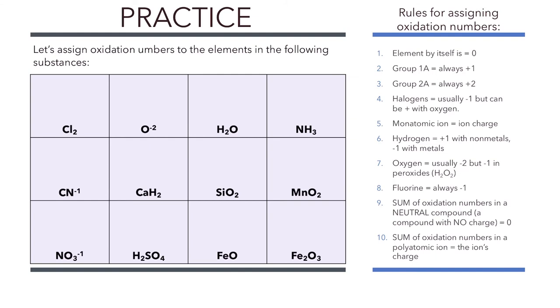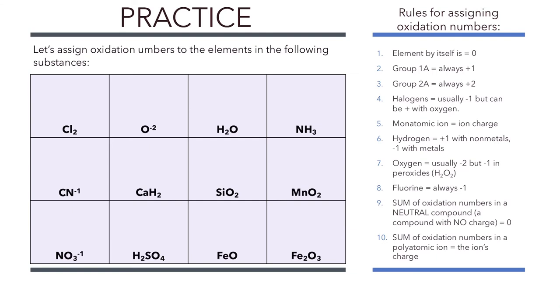And rule number 9 says that the sum of all of the oxidation numbers in a neutral compound, meaning a compound that has no charge, will equal 0. And rule number 10 says that the sum of all the oxidation numbers in a polyatomic ion will equal the ion's charge. So for a neutral compound, the sum of all the oxidation states should equal 0, and for the polyatomic ion, it has to equal the ion's charge. All right, so let's go ahead and do some examples.